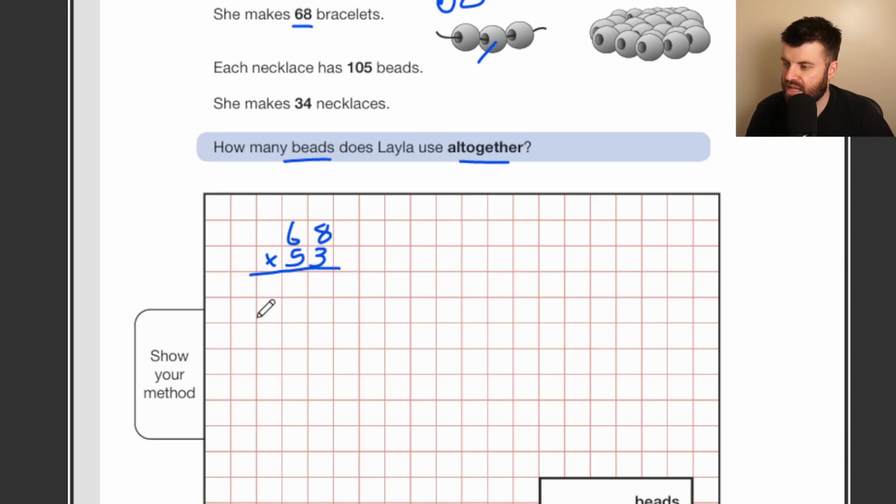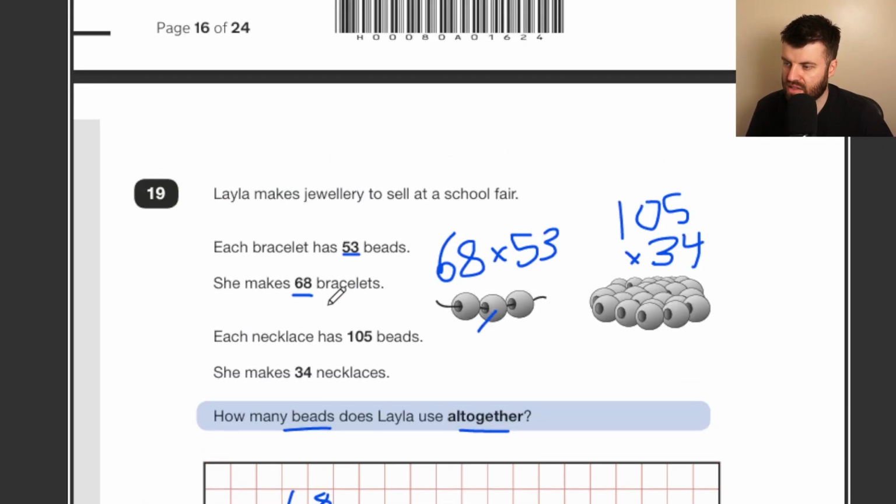So 68 times 53. I've done this a million times, but it's always good to do practice, isn't it? Long multiplication, we're going to times by 3 on the top row, and we're going to times by 50 on the bottom row. 3 times 8 is 24, exchange over a 2. 3 times 6 is 18, add the 2, it's going to get me 204. For the 50, now I need to put a placeholder in. Now I can do multiplying by 5. 5 times 8 is 40, exchange over the 4. 5 times 6 is 30. Remember, I've still got that 4, so it's 3,400. We add them up to get 3,604. That's how many beads were used to make the bracelets.